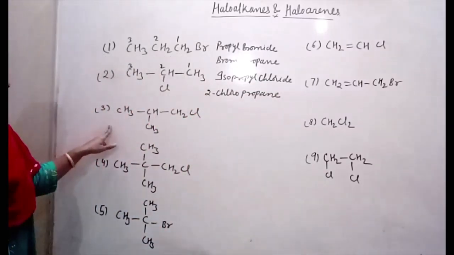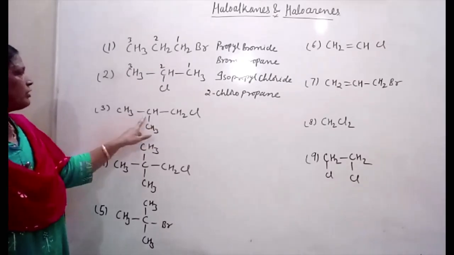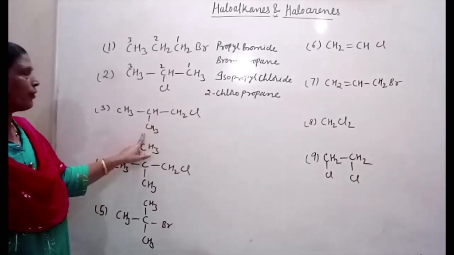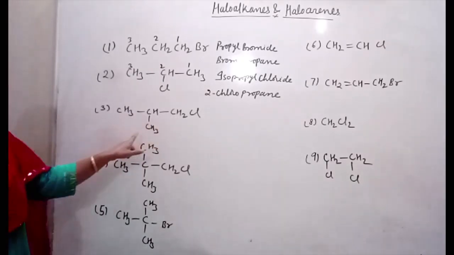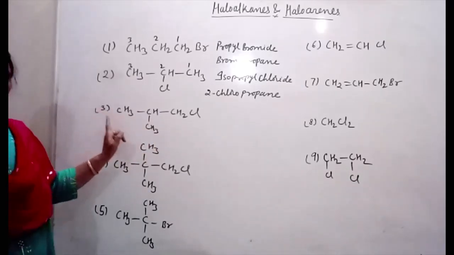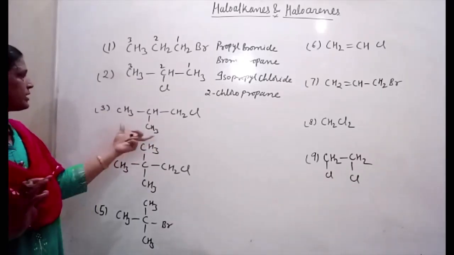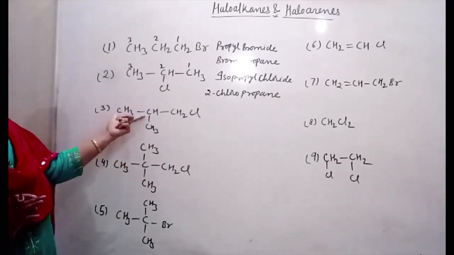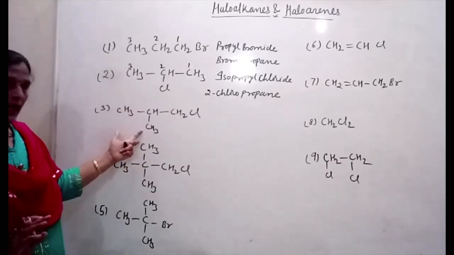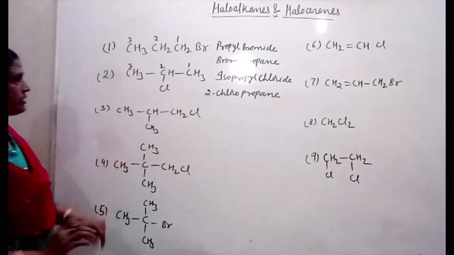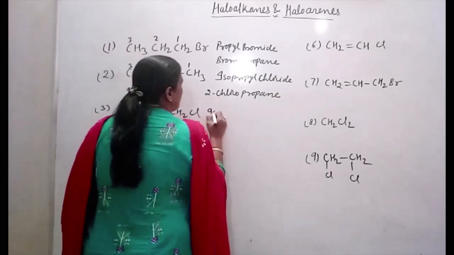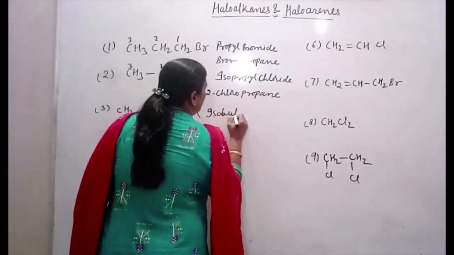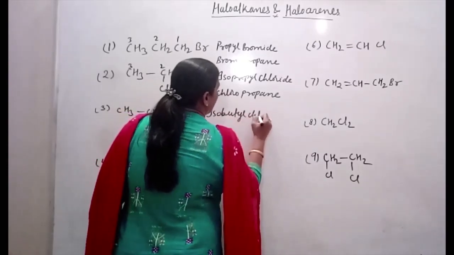The third one is 1, 2, 3, 4. Here 4 carbon atoms. So this is the derivative of butyl group. But at the second carbon atom there is a methyl substituent. So its name is isobutyl chloride.